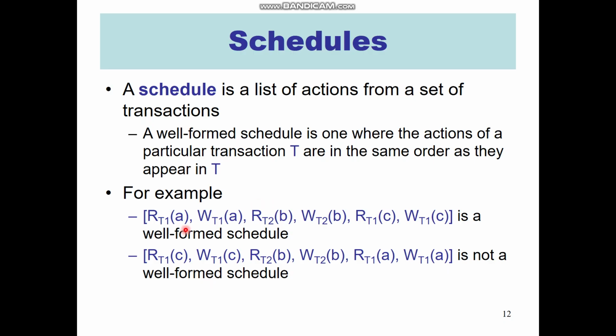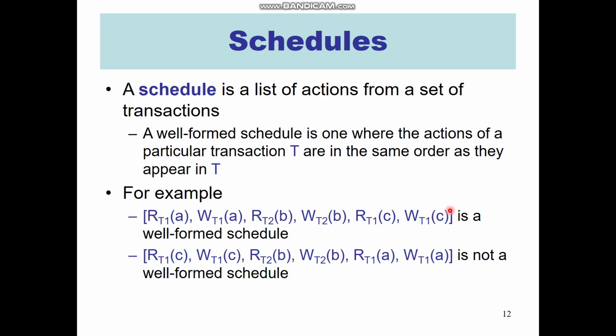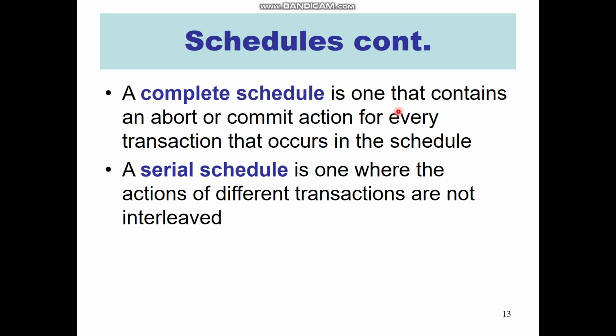If you see here, assuming we have an alphabetical order, first transaction A happens, then B, then C. Here it is doing the reverse. If A is happening first, you need to report A first, then B, and then C. A complete schedule is one that, as you see at the end of this, has no abort or commit. A complete schedule is one that contains an abort or commit action for every transaction that occurs, and a serial schedule is one where actions of different transactions are not interleaved.